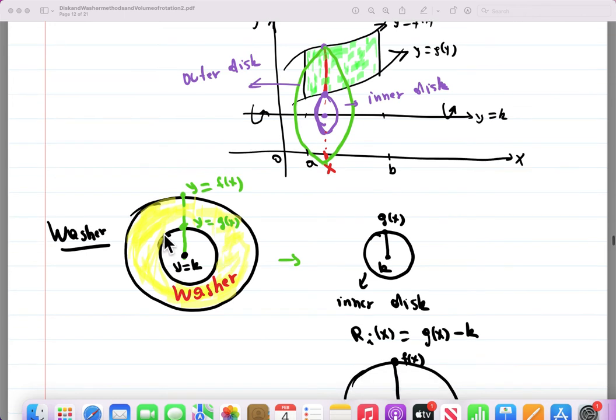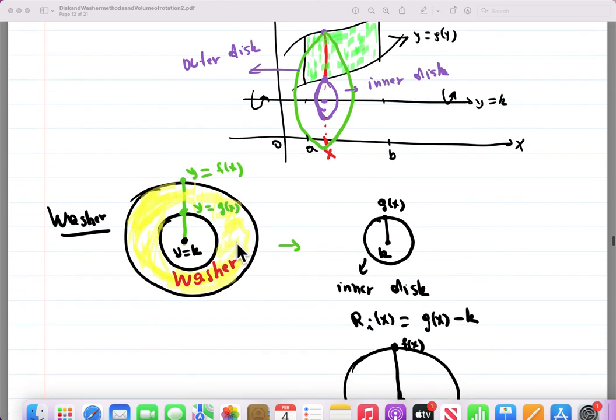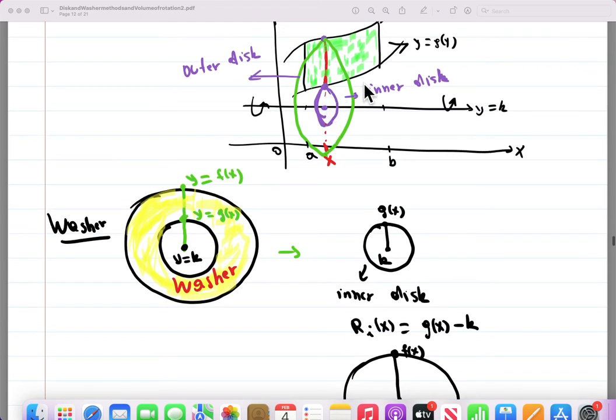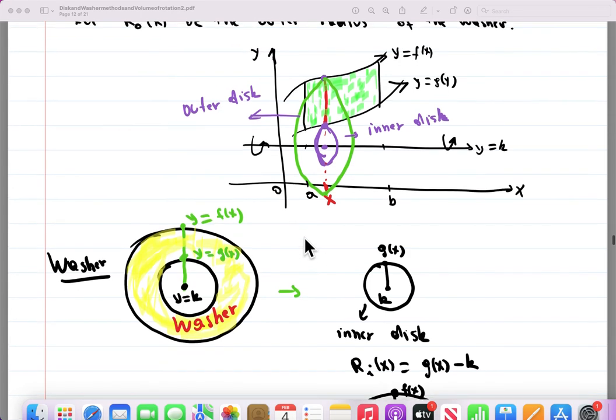So when we get the area of the washer, then we can integrate the area of the washer to get the volume occupied, that is the volume of the space that is occupied by those two objects, the inner object and the outer object. So let's discuss this now.